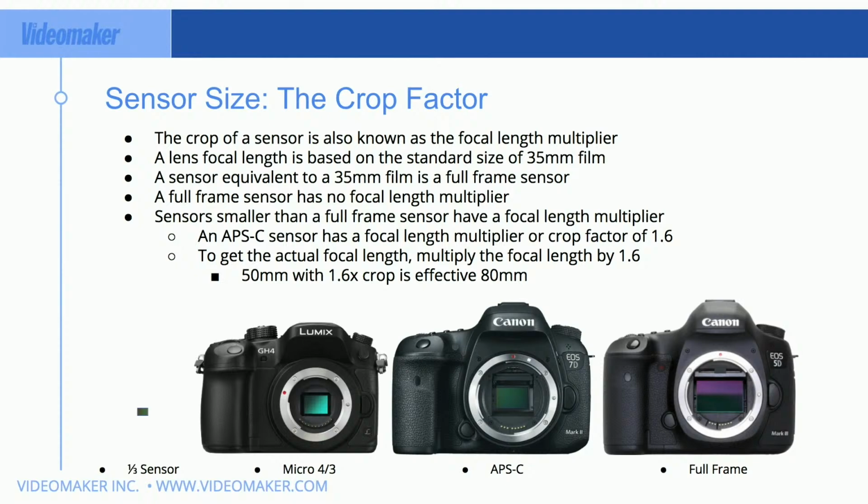To get the actual focal length of a lens on a camera that has a crop factor, you multiply it by that number. So if you're shooting a 50 millimeter on a 5D Mark III with a full frame sensor, and you move that lens over to the 7D Mark II, that 50 millimeter is now an 80 millimeter on the APS-C, because you are using the center of the lens, not the full size. So an 80 millimeter on the 7D Mark II and a 50 millimeter on the 5D Mark III would have the same field of view. You'd be able to see all the same things out of those cameras.